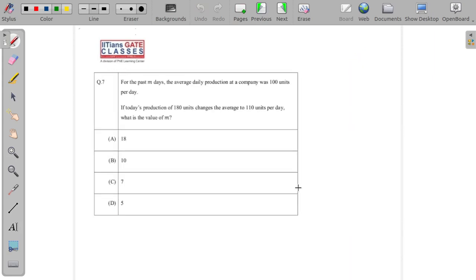Next question. For the past 10 days, the average daily production of a company was 100 units per day. And if today's production was of 180 units, it changes the average to 110 units. What is the value of M?